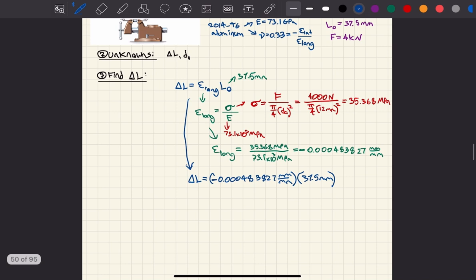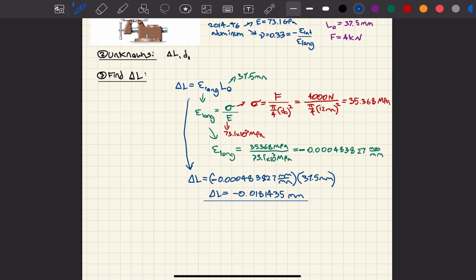And I'm going to get a delta L, a decrease in length, of negative 0.0181435 millimeters. And you can add that at the end if you didn't realize that. But this is how much your bar is going to decrease in length by.